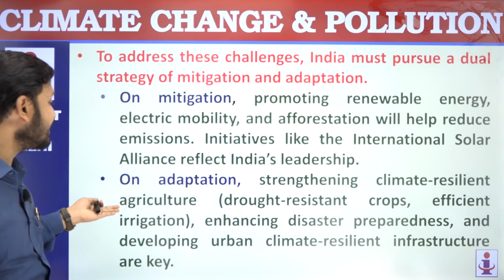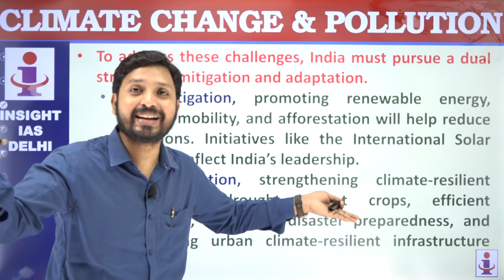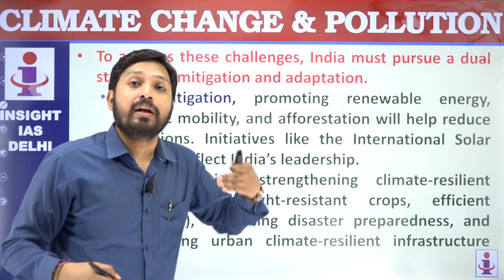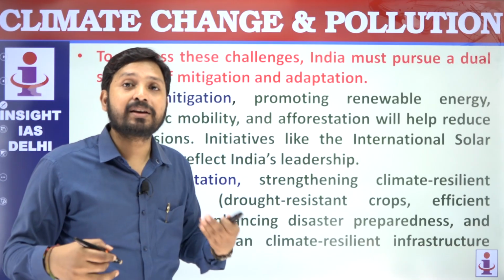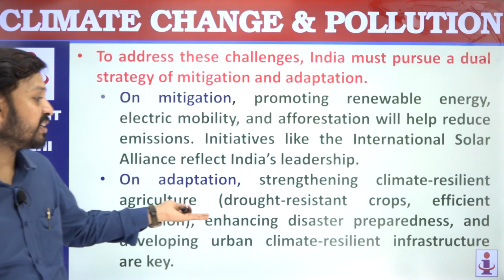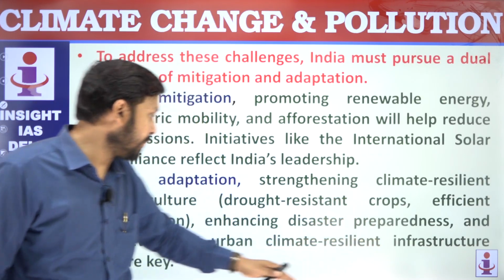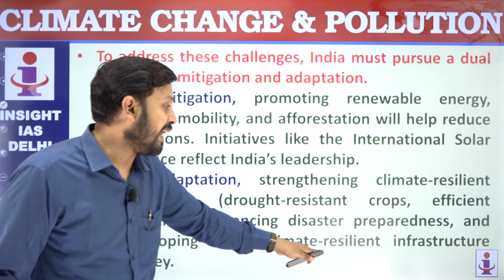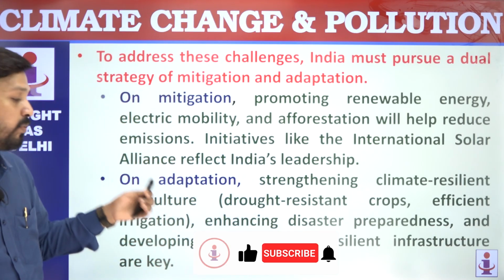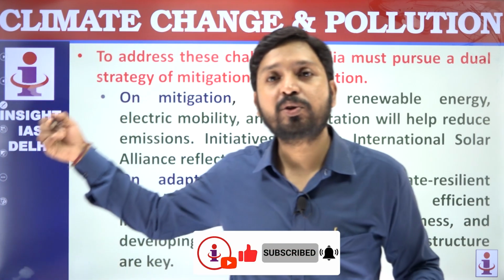So strengthening climate-resilient agriculture, that is drought resistance, because some regions are not getting rainfall, leading to drought conditions. We need to invest in those things, or develop new plants which can survive in drought conditions, along with efficient irrigation and enhanced disaster preparedness. Already something negative has happened, so we need to prepare for disasters. Developing urban climate-resilient infrastructure is also key. If we invest more in this, or look into these mitigation and adaptation strategies, at least we can cope, survive, and move ahead.